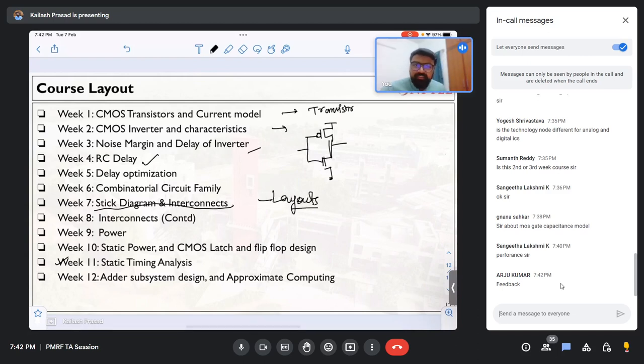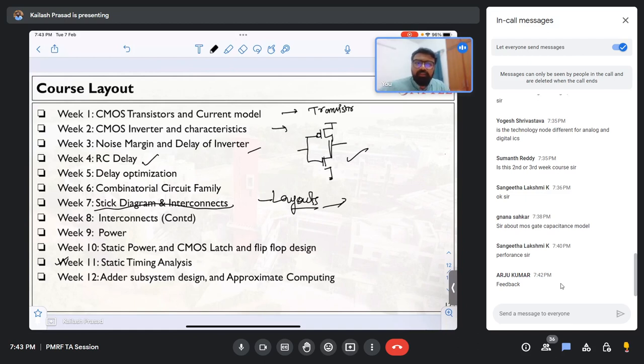Why I say so, because you are seeing this inverter, right? And we are used to seeing this, but the question is, is this how the inverter actually looks when it is fabricated in the chip? The answer is no, it is not how the inverter looks. These are just symbols, right? So layout actually shows how the inverter will be laid out whenever you design a chip, right?